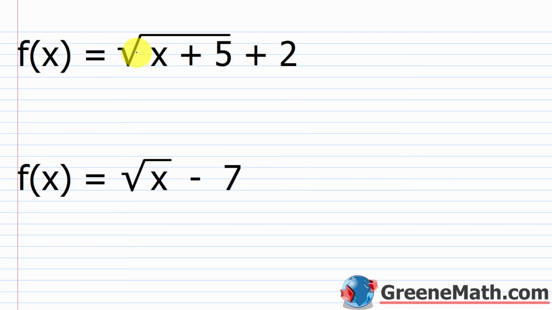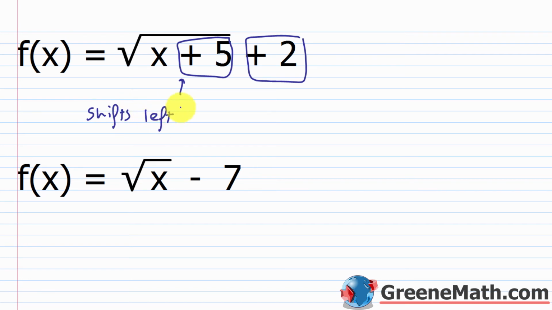So we have f of x equals the square root of x plus 5, then plus 2. So you have 2 different things going on. You have something inside the function and something outside the function. So inside the function, you have plus 5. So again, to undo that adding of 5, I've got to subtract 5 away. So that means I'm going to shift to the left by 5 units. And then I have plus 2 that's happening outside the function. That would just drive up my y value by 2 for a given x value. So this would cause it to shift up by 2 units.